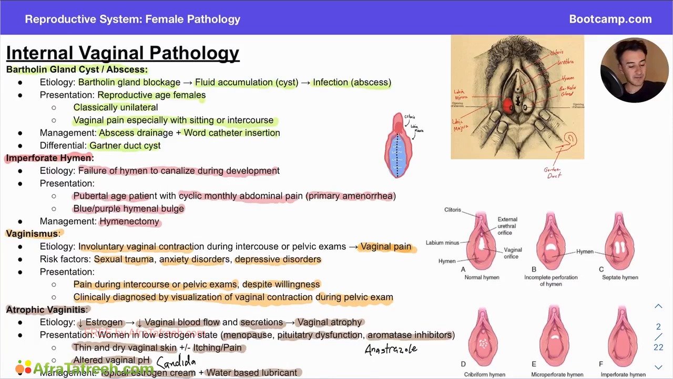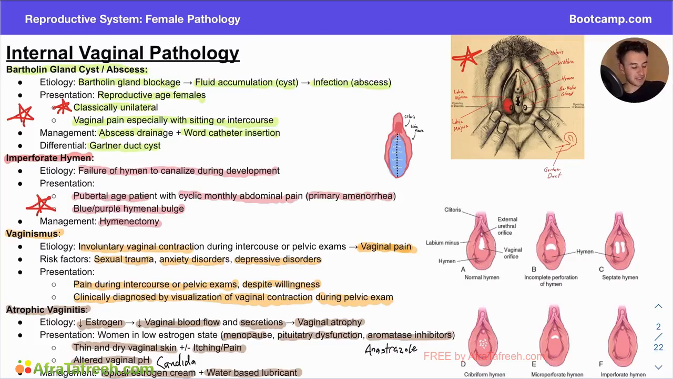So in terms of a high yield review for this video, it's important that we focus on our anatomy. So knowing our internal structures are going to be really helpful. And then knowing that Bartholin glands are usually going to be unilateral and present with pain with sitting and intercourse. And this is due to blockage or infection of these glands. In terms of imperforate hymen, the cyclic abdominal pain accompanied by this blue/purple hymenal bulge is going to be really high yield, and this is going to be managed surgically.